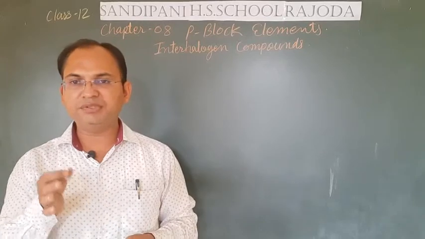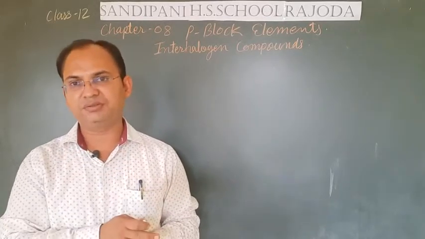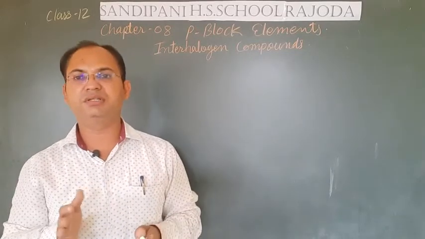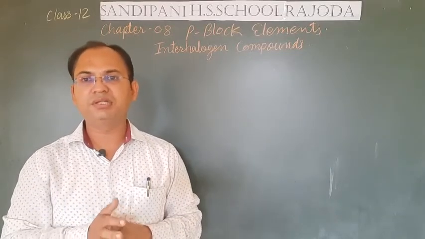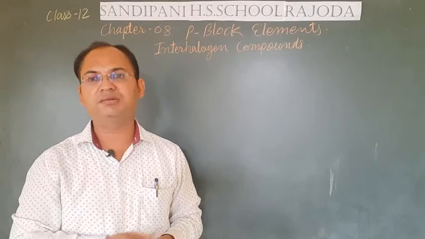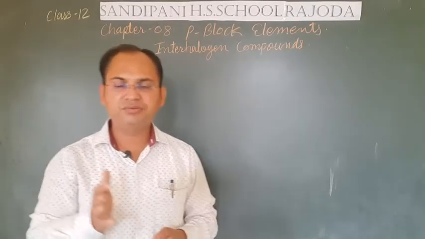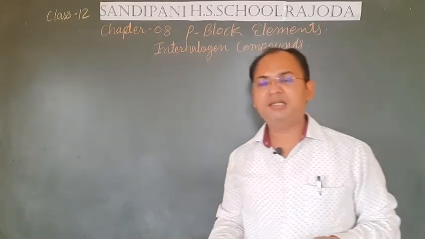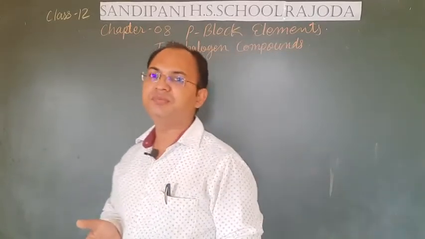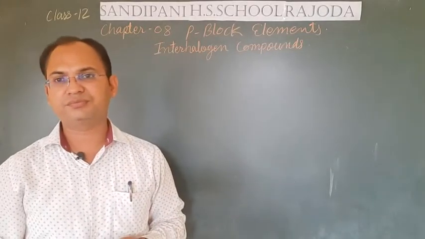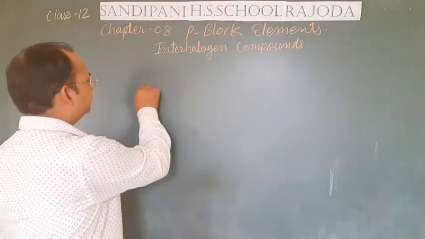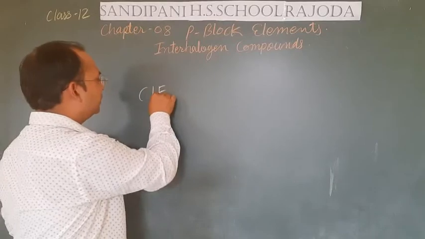Interhalogen, that means within the halogens. When one halogen combines with the other halogen and forms compounds, then we call them interhalogen compounds. Students, halogens always combine with the higher electronegative halogen to form the interhalogen compounds. For example, ClF2 or ClF.